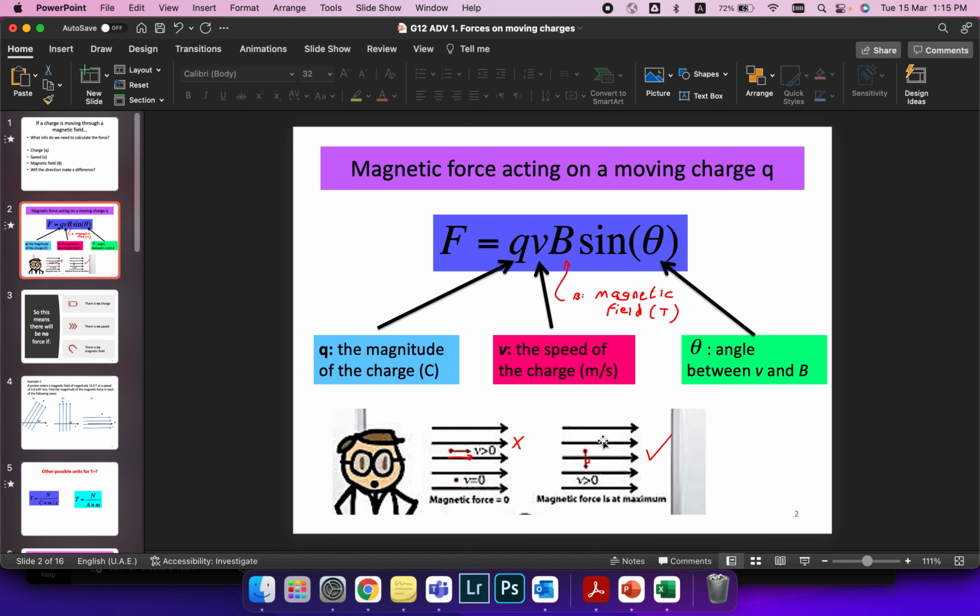So essentially, there is no force if there is no charge. If it is stationary, not moving at all, that's a trick that you might find in an exam. And if there is no magnetic field, there will be no force in those cases.